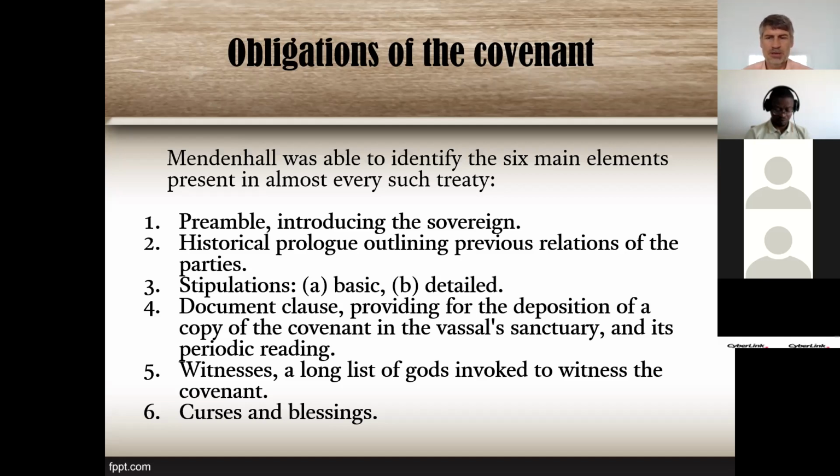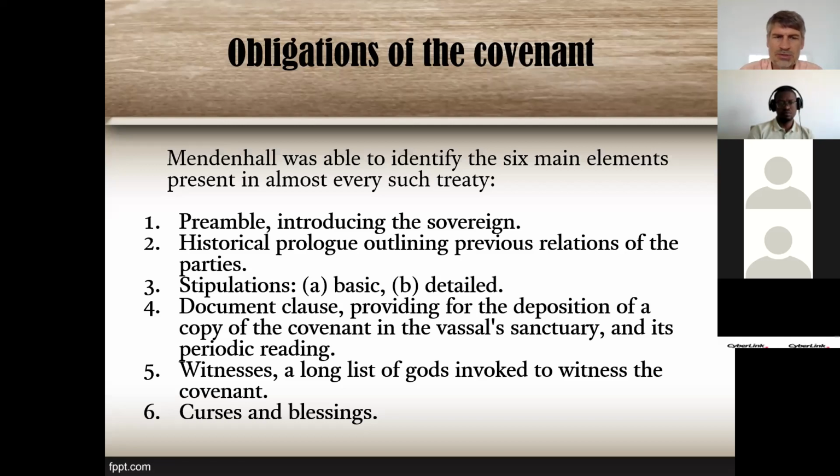But today we will not speak about the book of Deuteronomy or the book of Joshua. You can just, at home, read the 24th chapter of the book of Joshua and try to identify all those parts of the covenant. But we will speak about the Decalogue today. And Mendenhall, in his article, actually claimed that in the Decalogue we have three parts repeating from this structure. The first three sections: preamble, introducing the sovereign, historical prologue, and the stipulation.